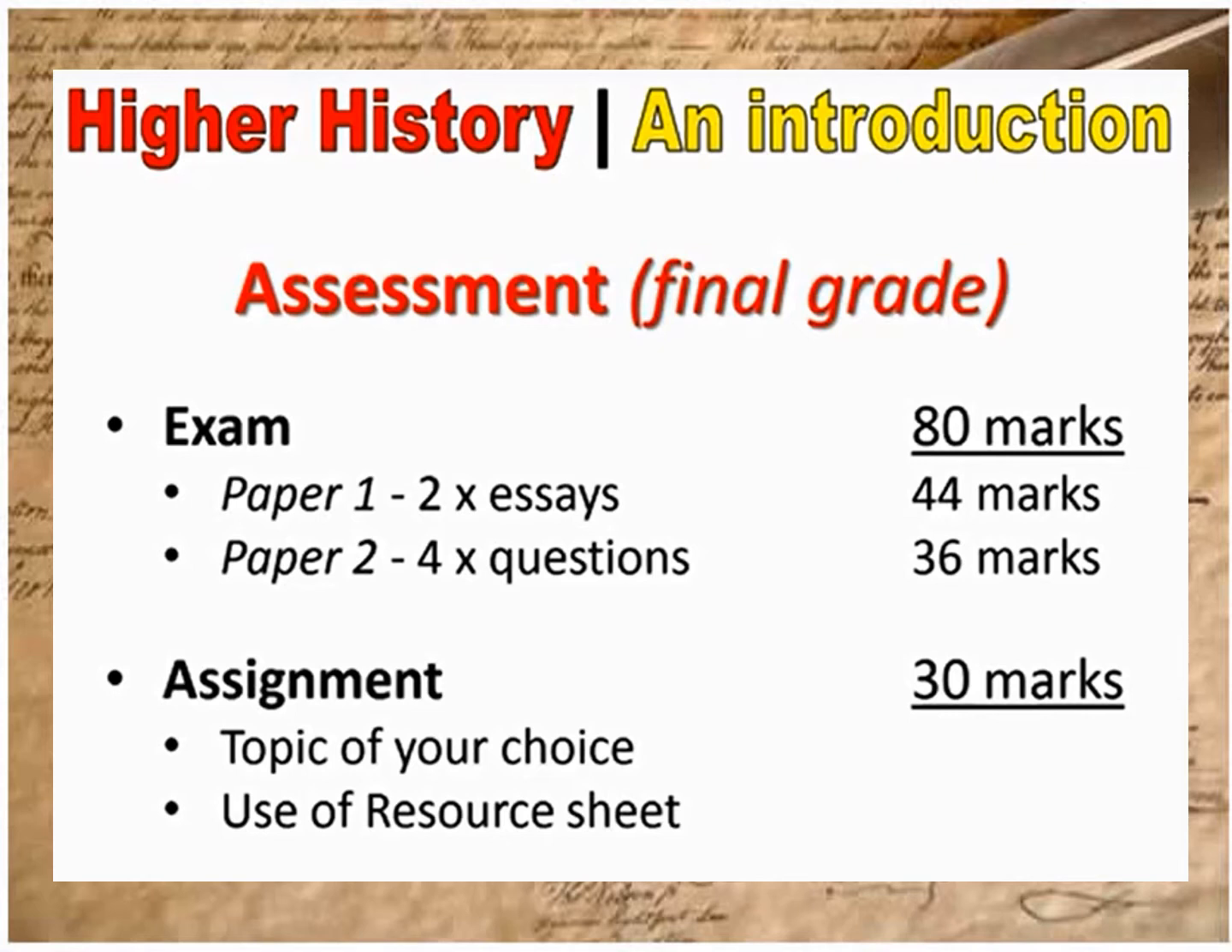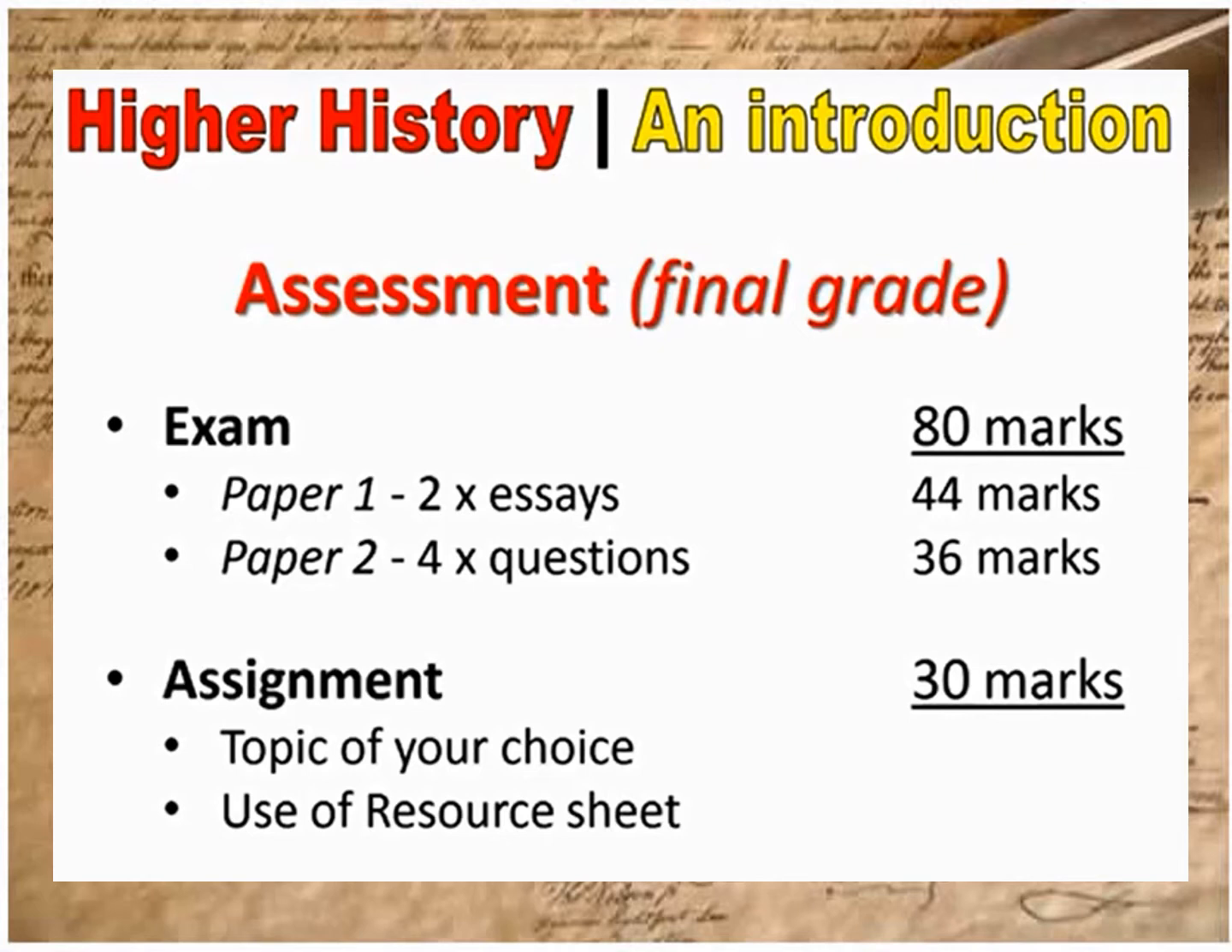So in total, your mark in Higher History is out of 110 marks. This is how your marks break down. The exam itself is worth 80 marks. The exam is now broken down into two papers. Paper 1 is where you will write 2 essays. Each of these essays is worth 22 marks each, so that gives you a total of 44 marks in Paper 1. Paper 2 is 3 source questions and 1 knowledge based question now. They are worth 36 marks.